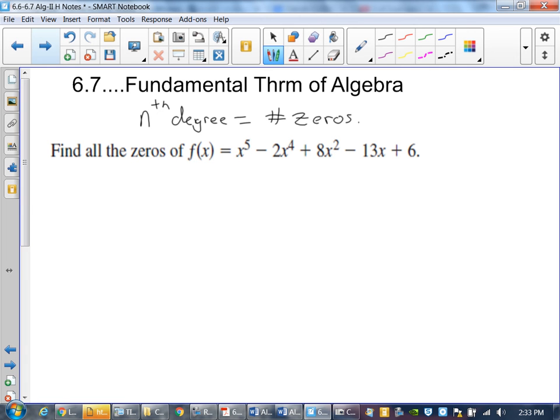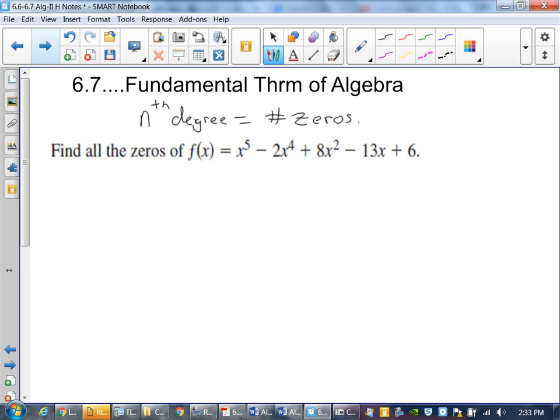So if I have a 5th degree polynomial, how many total zeros am I going to have? Now that includes real and imaginary. Now yesterday you had a couple where you did the quadratic formula and got some imaginary zeros. Great. Today some of the problems might say find real zeros, some might say find all zeros. So just make sure you're reading carefully on what it says. Usually I ask for all.